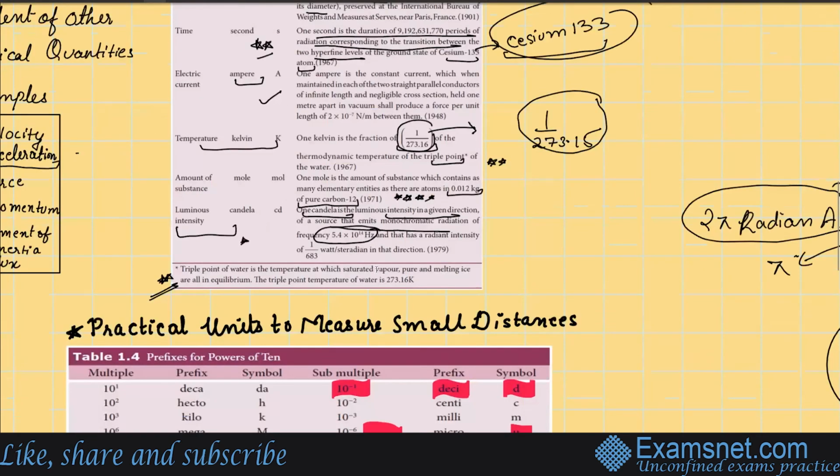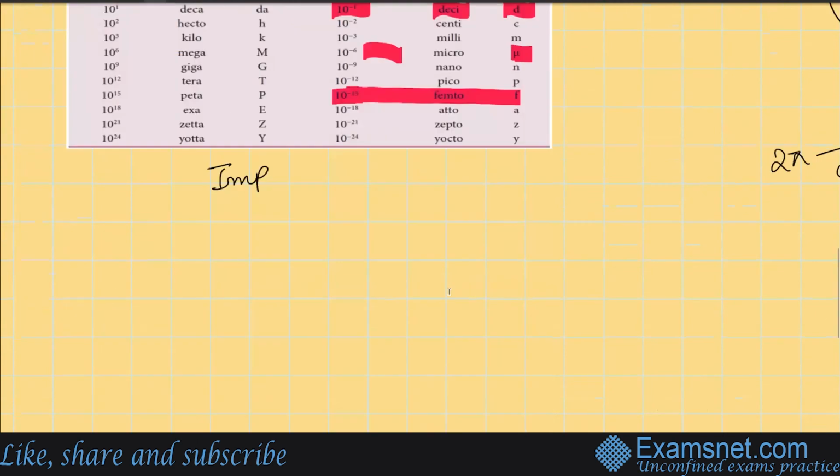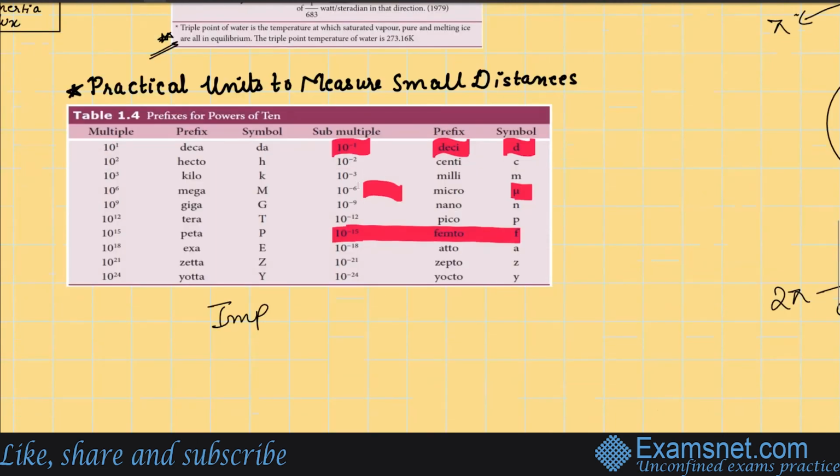Okay, so these were the small units, the 10 to the power minus series.